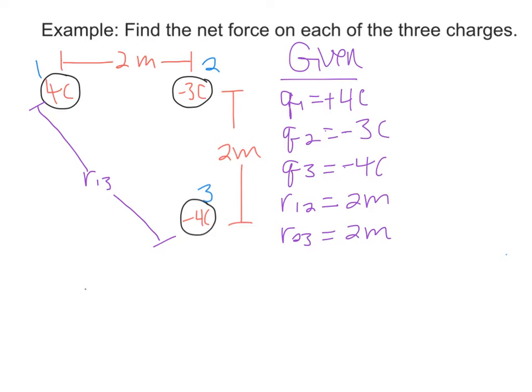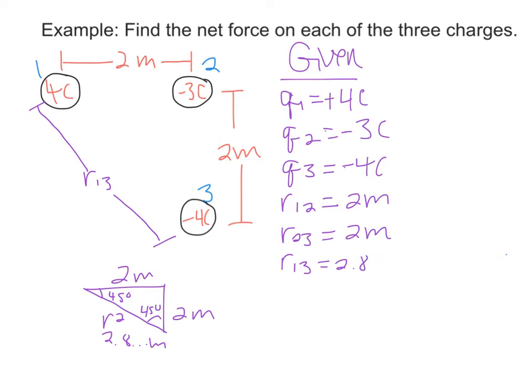How do we find that? Well, the charges make a triangle. So 2 meters, 2 meters, hypotenuse. These are both 45-degree angles because of the equal sides. So Pythagorean theorem, x squared plus y squared equals r squared. So 2 squared plus 2 squared, square root of 8 is 2.8, keeps on going, meters. So R13 equals 2.8, keeps on going, meters.